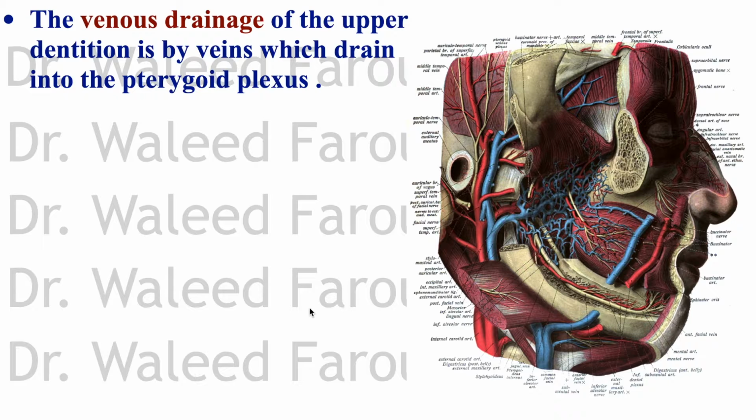The venous drainage is by veins which drain into the pterygoid venous plexus in the substance and around the lateral pterygoid muscle, as shown here in this plate. This is the pterygoid venous plexus.